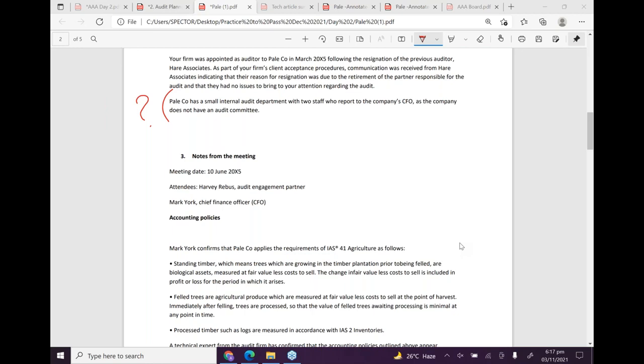You could easily be getting 2 out of 2 for a business risk as long as you've explained the problem in a couple of sentences. You don't need to write paragraphs to get those 2 marks.